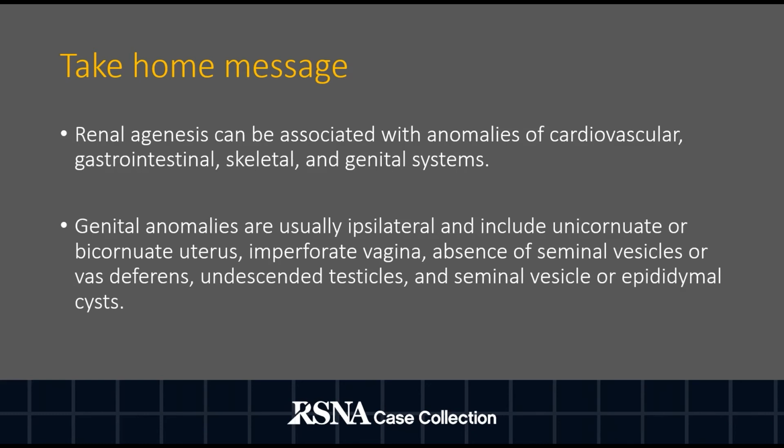Renal agenesis can be associated with anomalies of the cardiovascular, gastrointestinal, skeletal, and genital systems. Genital anomalies are usually ipsilateral to the side of renal anomaly and include unicornuate or bicornuate uterus and imperforate vagina in females. In males, absence of seminal vesicles or vas deferens, seminal vesicle or epididymal cysts, and undescended testicles may be present.